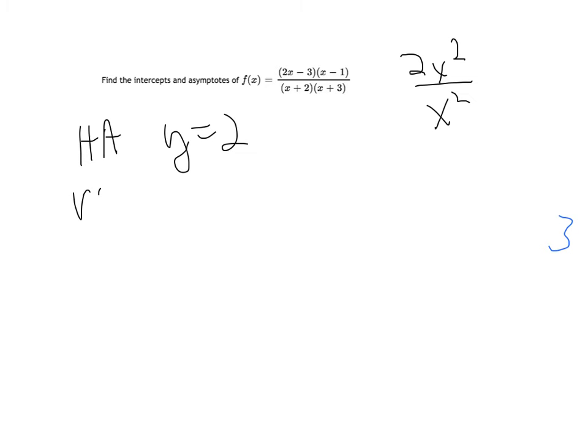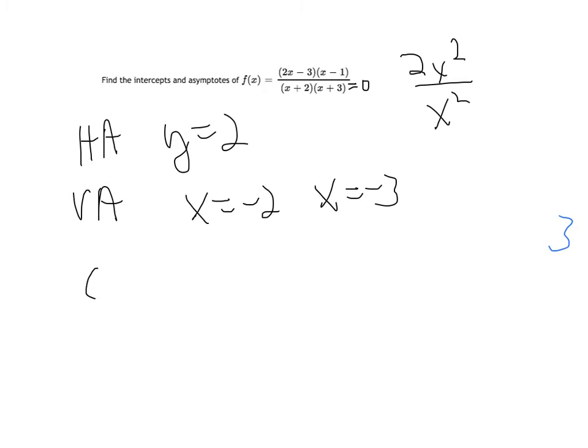Now to get the vertical asymptotes, we're going to look at the denominator and set it equal to 0. Where is it equal to 0? Where x equals negative 2 and where x equals negative 3, because those are the two places that turn it to zero. We also aren't seeing any common factors in the top and the bottom, so I know there aren't any holes in this graph. So now we've got to find the x and y intercepts.